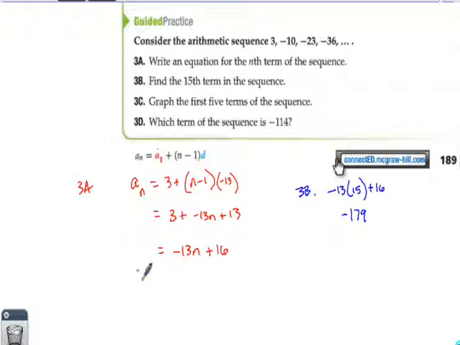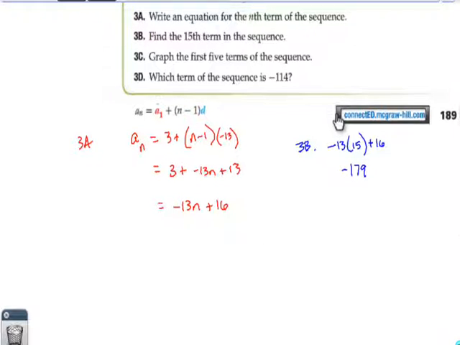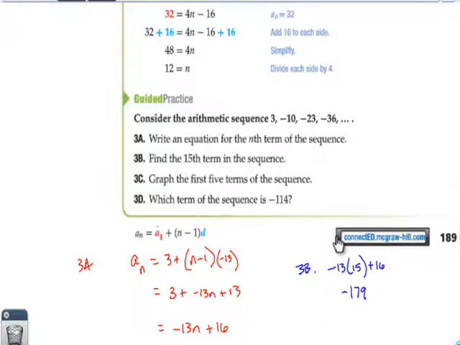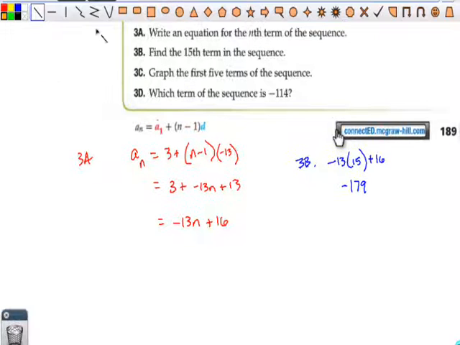Okay. Graph the first 5 terms of the sequence. Here we would just sketch this, guys. And your sketch might be different than mine. You might choose different points. I know that it's getting very negative. So let's give me some lines here.